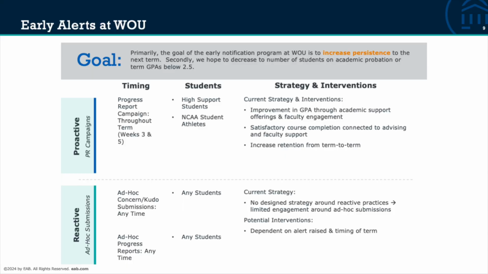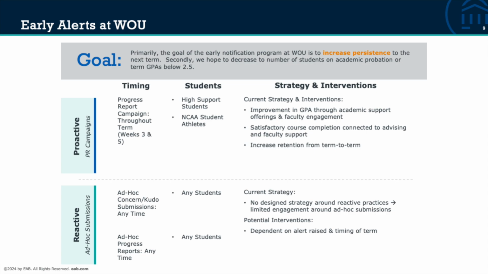So right now, you have progress reports going out at weeks 3 and 5. Those are connected to the high support students, so typically students with low high school GPAs and some other indicators that we are leveraging, and then also all of your student athletes. So those are the two populations that Western is leveraging.